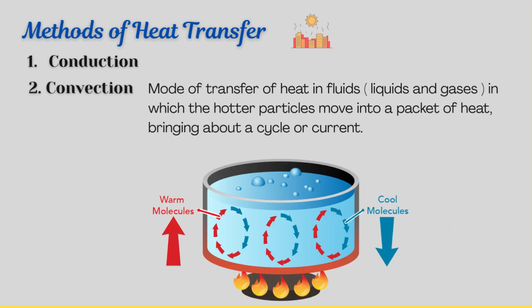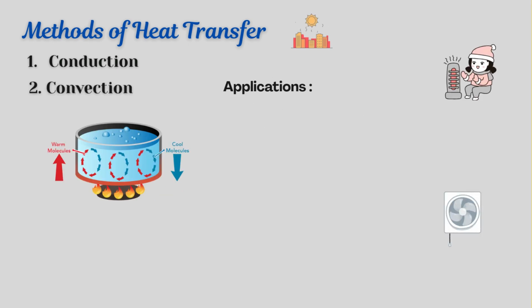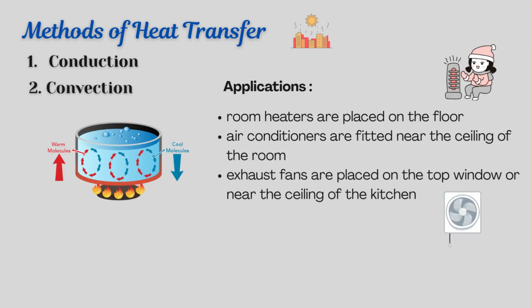Convection is the mode of transfer of heat in fluids, liquids and gases, in which the hotter particles move as a packet of heat, bringing about a cycle or current. Applications of convection. Room heaters are placed on the floor. Air conditioners are fitted near the ceiling of the room. Exhaust fans are placed on the top window or near the ceiling of the kitchen.